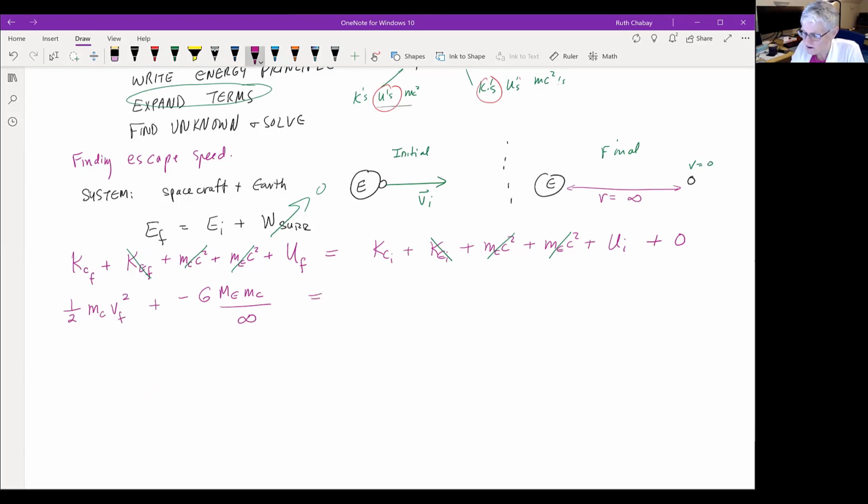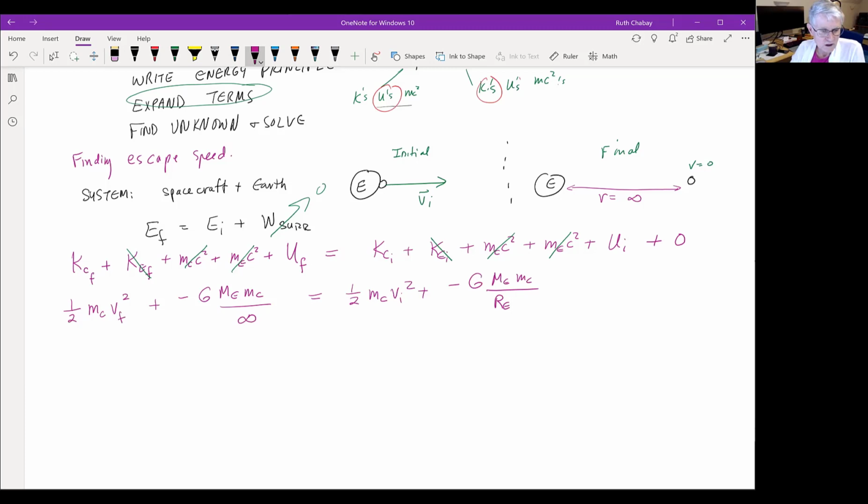This is equal to the initial kinetic energy, so a half the mass of the craft times the initial speed squared, plus the initial gravitational potential energy. And the initial distance was the radius of the Earth plus a few 40 or 50 kilometers, so not a big deal, basically. And a potential energy.